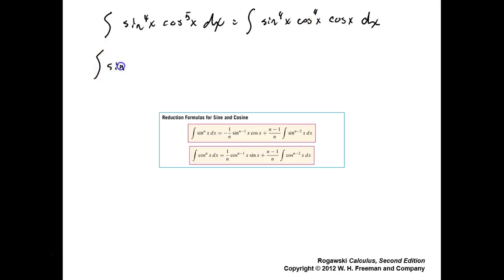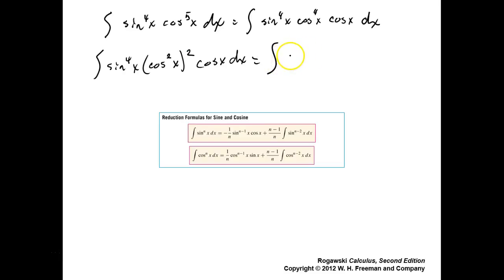So let's keep the sine fourth x, but rewrite that cosine fourth x as cosine squared x squared. You buy that? Okay, times cosine x dx. That still doesn't look much better. In fact, it looks a little worse. But now is the place that we can do something different.